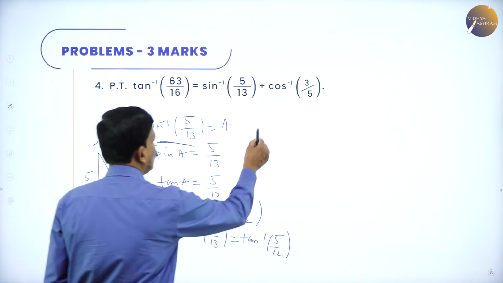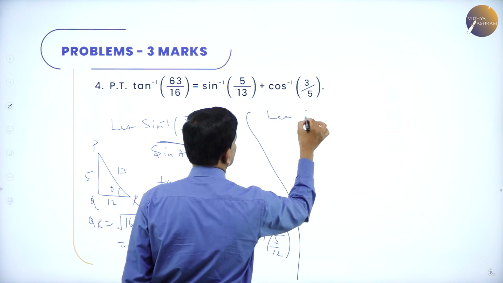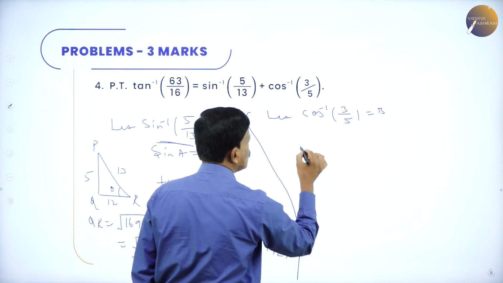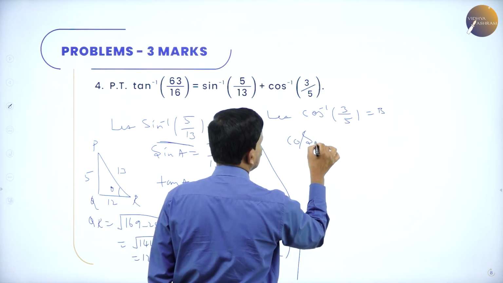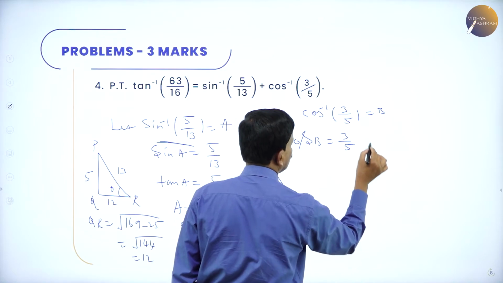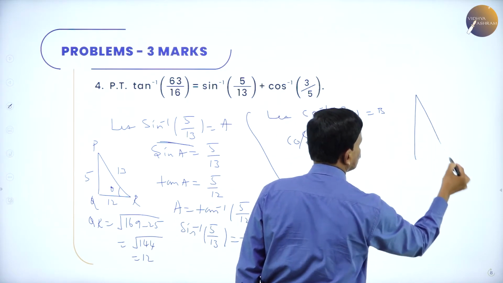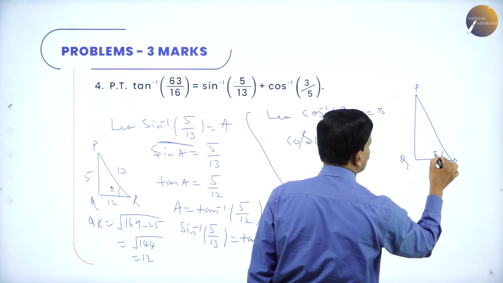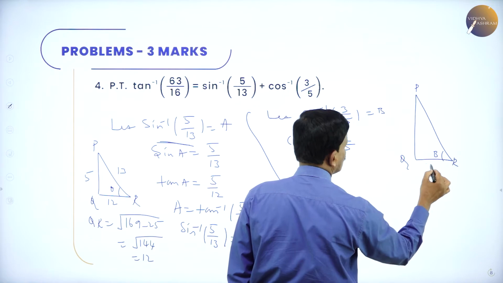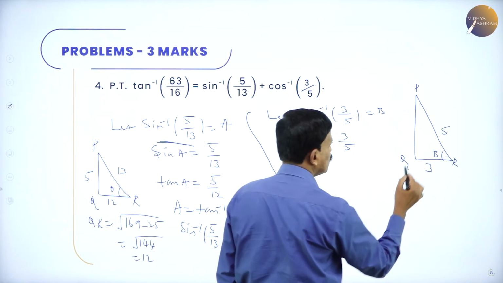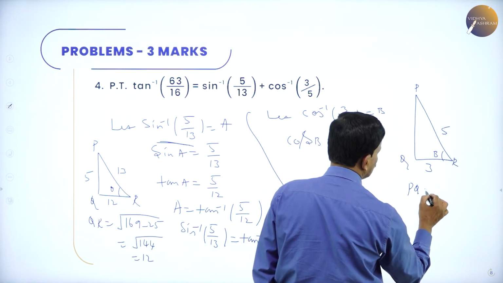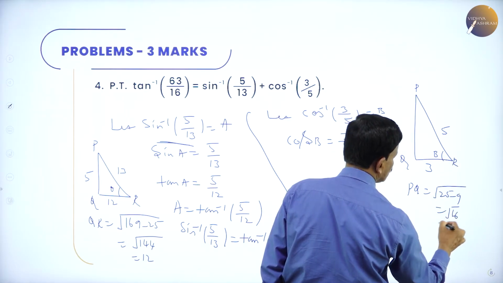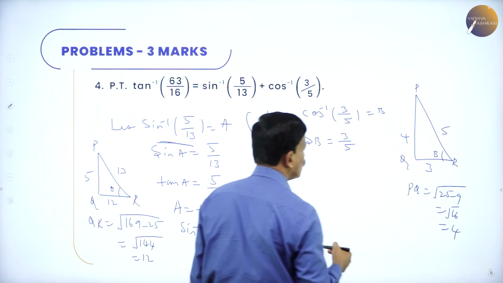Similarly, find out the value of the second one. Let cos inverse 3 by 5 be equal to, consider it as B. So then what is cos B? Cos B is equal to 3 by 5. Substitute in a triangle. Same, call it as PQR itself, and this is angle B. Then what is given? Cos theta is adjacent by hypotenuse. Find out the value of PQ. This is equal to 5 square is 25 minus 9, 16. Square root of 16 is 4. Again, you can use Pythagorean triplets.